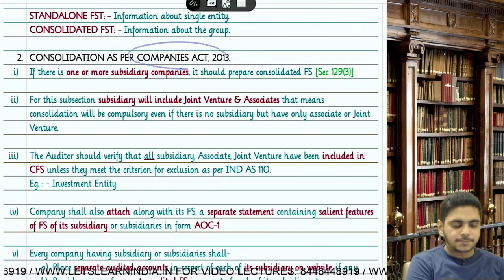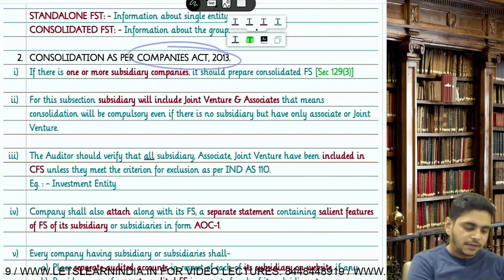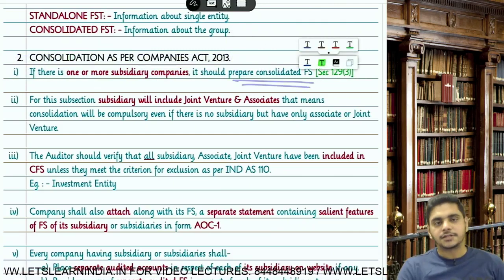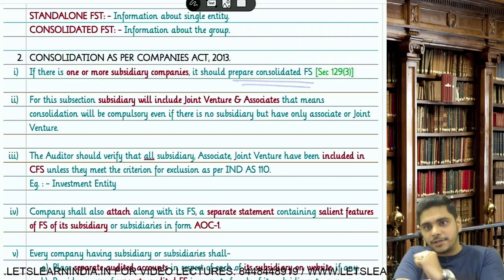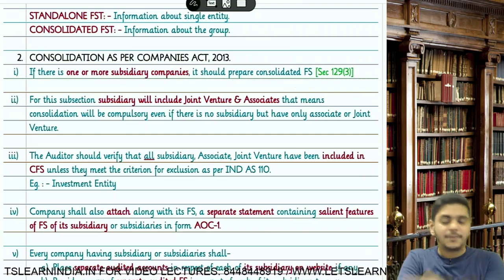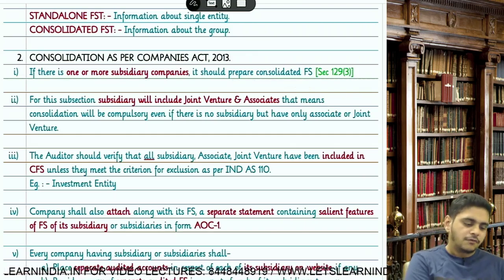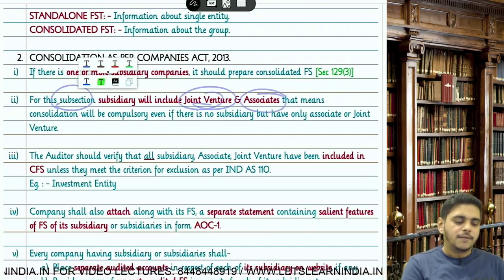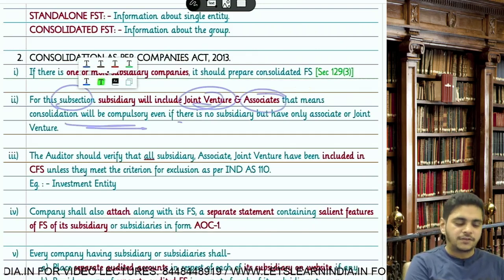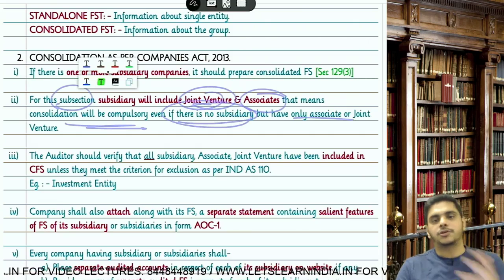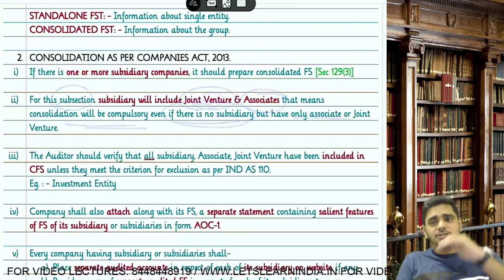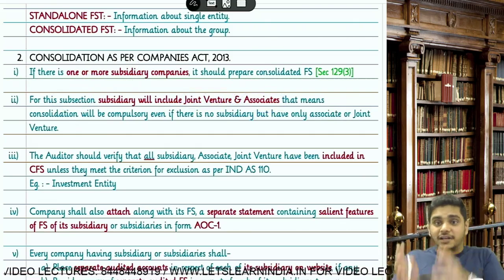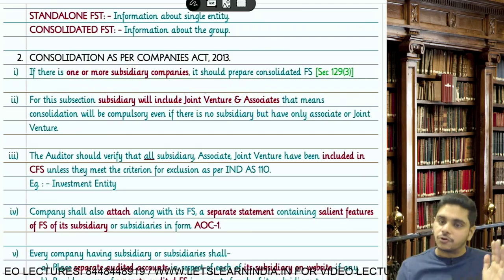Now, consolidation as per Companies Act. Sir, if there is one or more subsidiary company, it should prepare the consolidated financial statement. When I say it should prepare, it means the holding company should prepare the CFS. For this subsection, subsidiary will also include joint venture and associate. That means consolidation will be compulsory even if there is no subsidiary but only an associate or joint venture. So if I have any kid, small kid, full kid, India kid, foreign kid, you have to do conso.